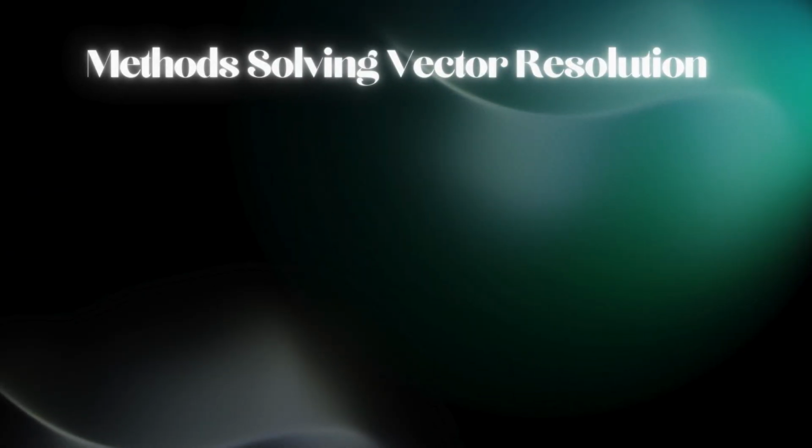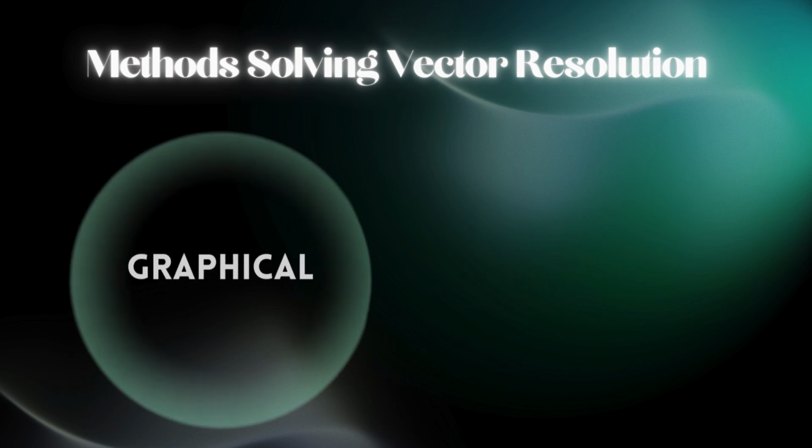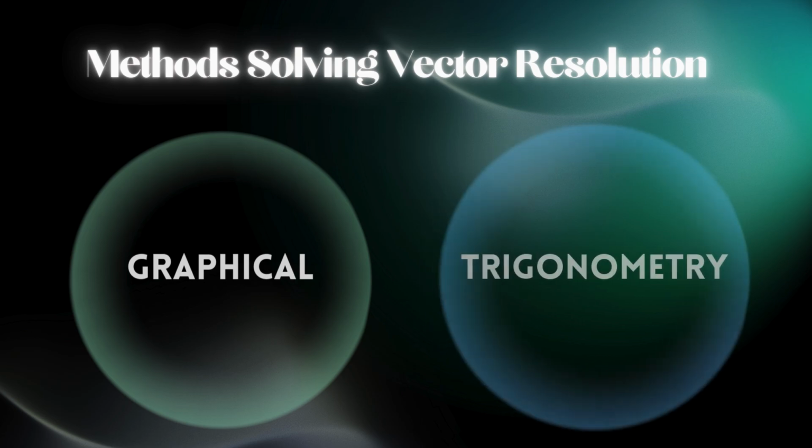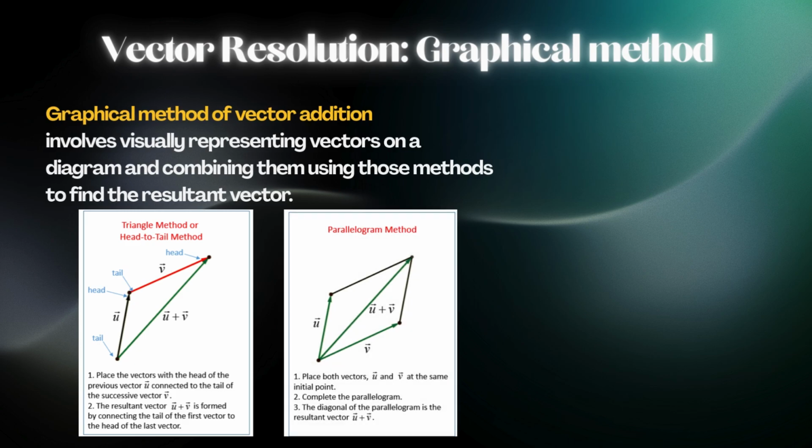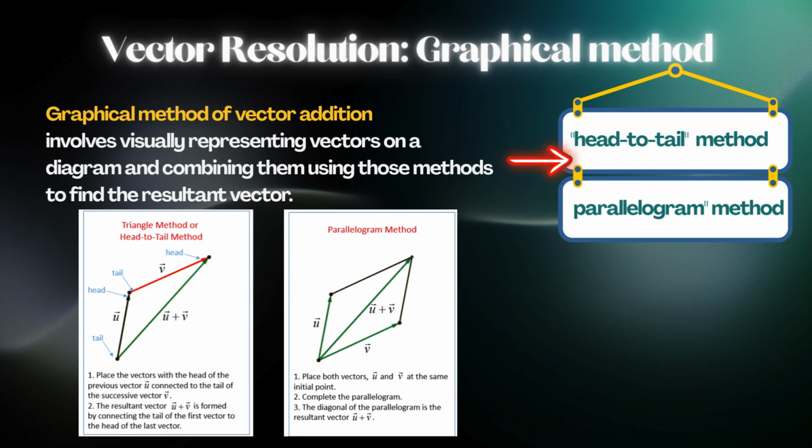There are two methods in solving vector resolution problems. The first one using graphical method and the second one using trigonometry method. Vector resolution using graphical method. So what is the graphical method of vector addition? It involves visually representing vectors on a diagram and combining them using methods to find the resultant force. The methods are the head-to-tail method and the parallelogram method.